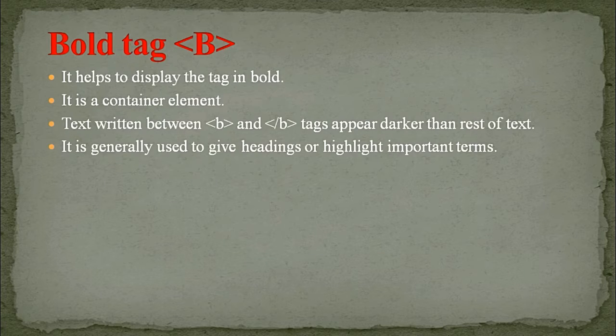The first tag is a B tag. The B tag is known as the bold tag. It is a container tag. So the container tag, as I told you in the previous session, would have two things: one would be the starting tag and the other the ending tag. So whatever is displayed in between this tag would be highlighted or made bold. Okay, so this is the working of the B tag.